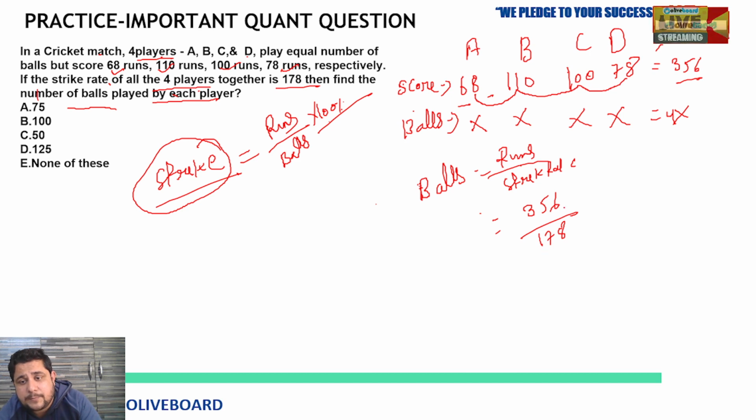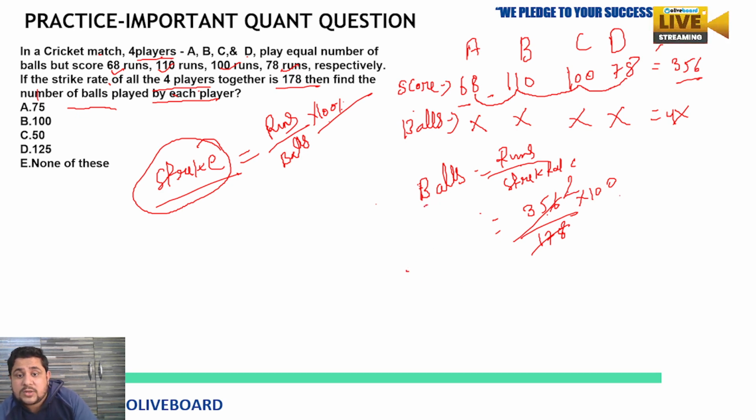It is in terms of percentage, so we will multiply 100 here. So remove the percentage sign. 356 by 178. Okay, so if you compare 356 with 178, it is just double, means two times, we can cancel, the 200 is coming. So strike rate is 200.